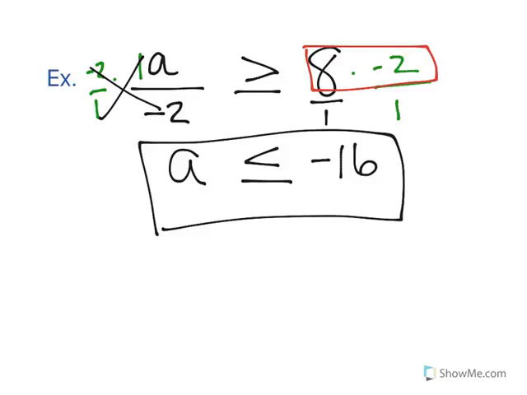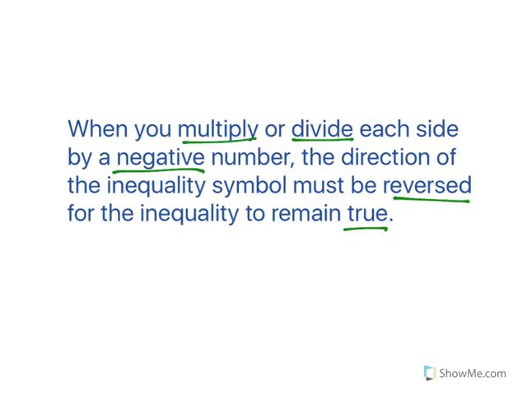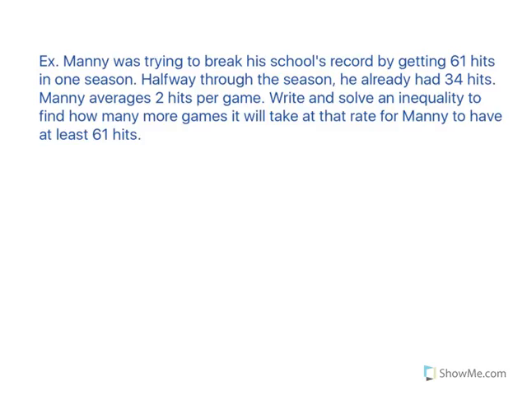And again, I can show you why this works. If I pick a number less than or equal to negative 16, I can keep negative 16 because of the equal sign, so I can do negative 16 divided by negative 2. Is that going to be greater than or equal to 8? Well, negative 16 divided by negative 2 is 8, and 8 is greater than or equal to 8. Yep, 8 is equal to 8, so it checks out. And that's why you know this rule actually works, because we checked to make sure it worked. Let's go to the next example.